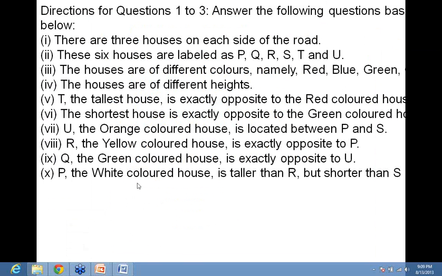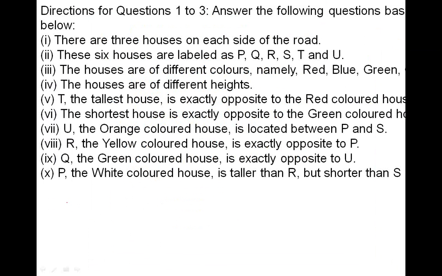Great. So in these type of questions, you have to go point by point. There are 3 houses on each side of the road. Okay, so what you can do is draw a road, right? 3 houses on each side of the road. These 6 houses are labeled with the names P, Q, R, S, T, U.